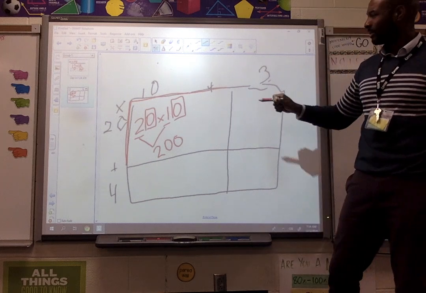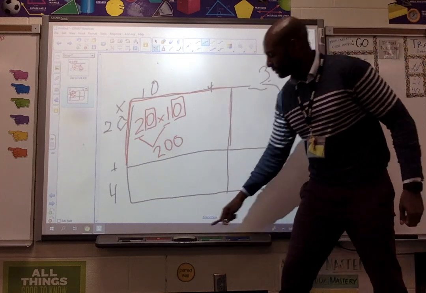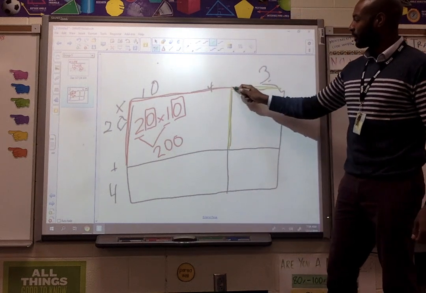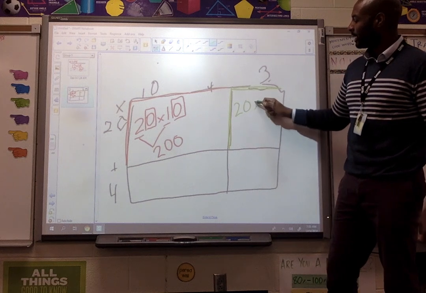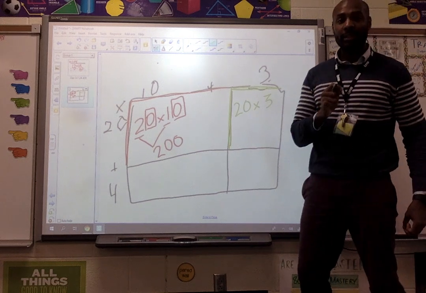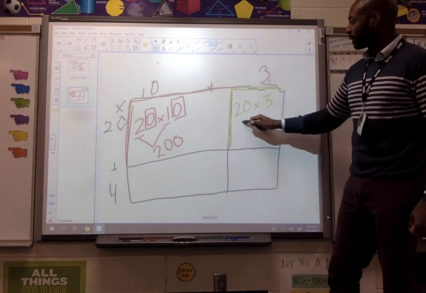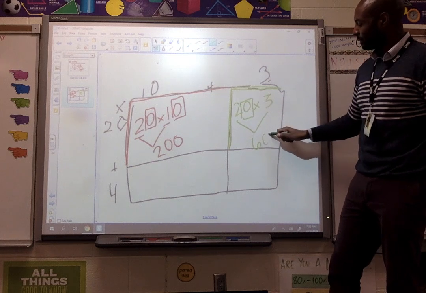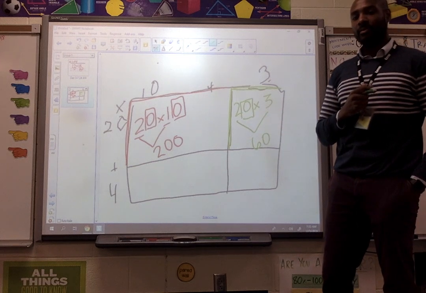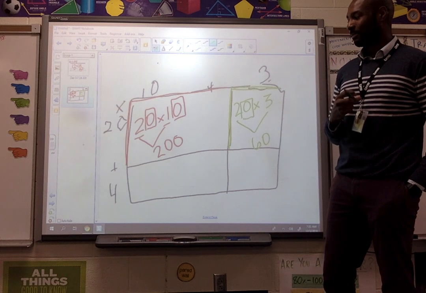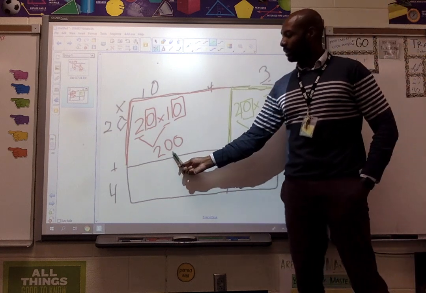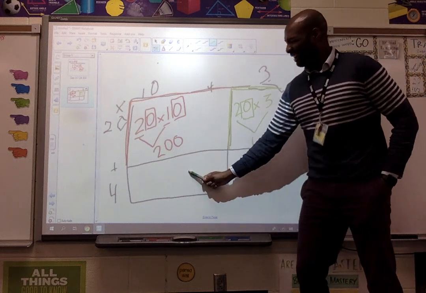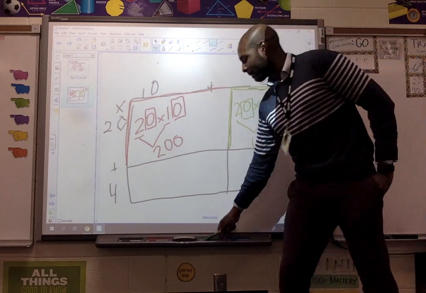Let's look at our next one. My length, I'm going to use a different color. My length is 20, and my width is 3. So we're multiplying here 20 times 3. Once again, I'm going to use 0 as my hero. I'm going to multiply 2 times 3 to get 6, and add my 1 zero. I'll give you guys a second to catch up. So these are my 2 partial products that I have so far. But I have 2 more that I have to complete for this problem.